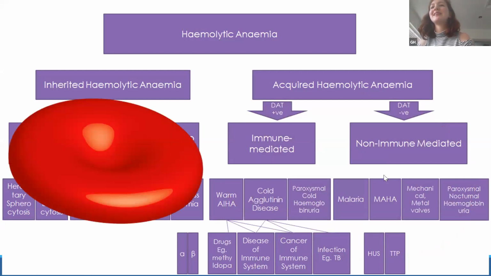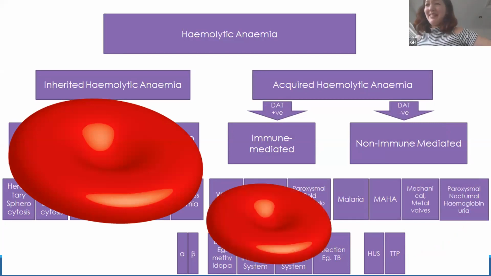For your acquired, this immune-mediated branch, I'm not going to go into because it's weird stuff that I haven't really come across in exam questions or clinically. Your non-immune mediated, so that's your DAT negative because that's an antigen test. You're thinking of your malaria because you know that's part of the life cycle. It goes into your erythrocytes and hemolyzes the red blood cell. You've got your MAHAs, which I've talked about already. You've got your mechanical metal valves for the heart, for the valve replacements. The metal valves in particular, when the red cells go through, they just chop them up, so you get hemolysis again.